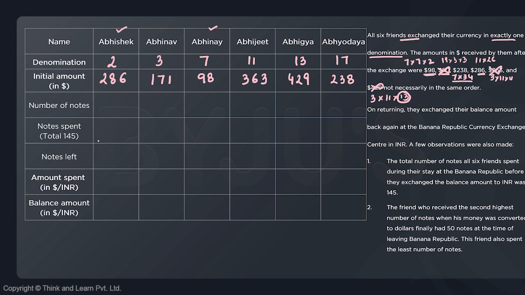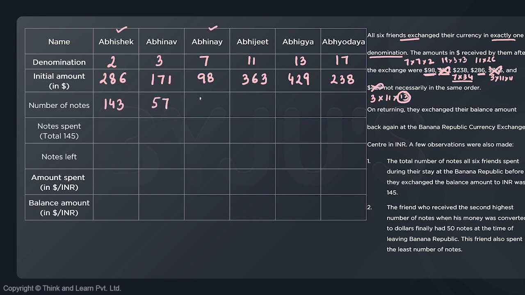Now, how many notes would they have got? Of denomination 2, there are $286. That means there would be 143 notes. Of denomination 3, there are $171. That means the total number of notes would be how much? 171 divided by 3. If 171 is divided by 3, how much do I get here? So 171 divided by 3 is equal to 57.